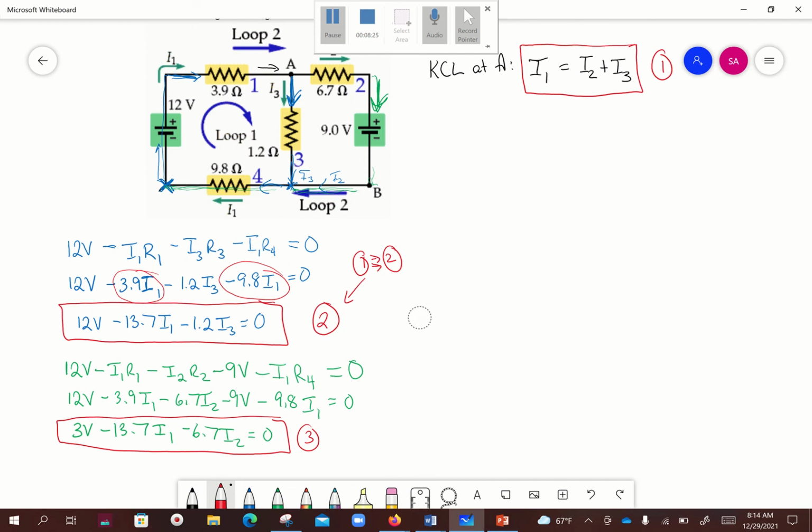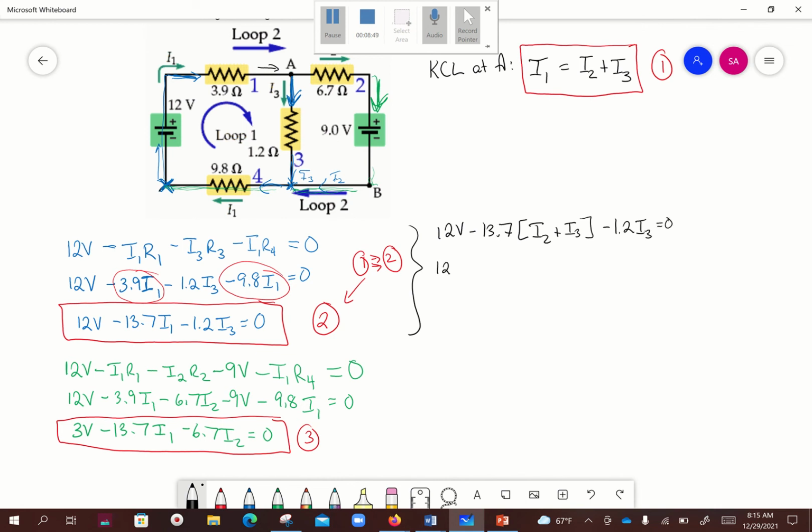Okay, so I've got 12. Let me make a little bit more room. I'll do it up a little bit higher. So I'm going to do that over here. So I've got 12 volts minus 13.7 I1. Instead of I1, I'm going to put I2 plus I3. Minus 1.2 I3 equals 0. And I'm going to simplify that.